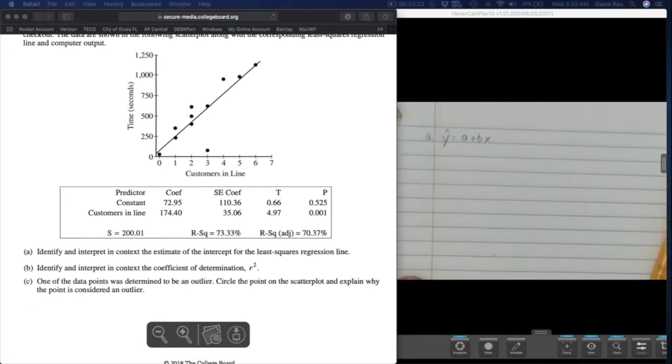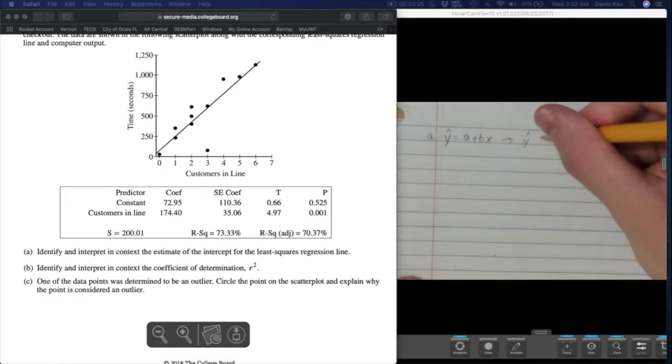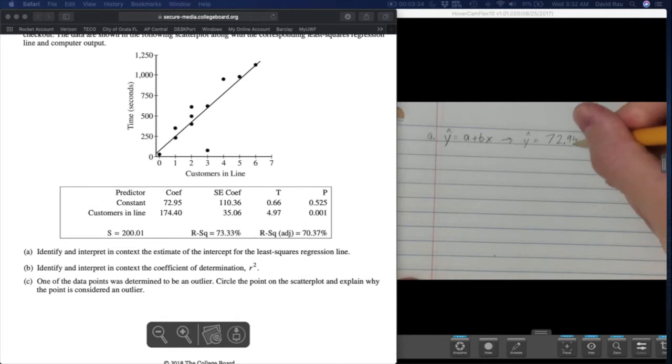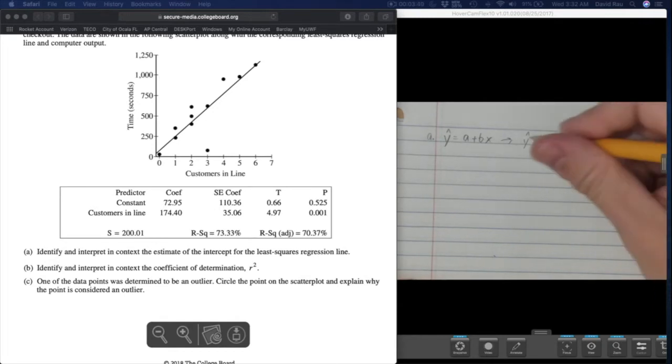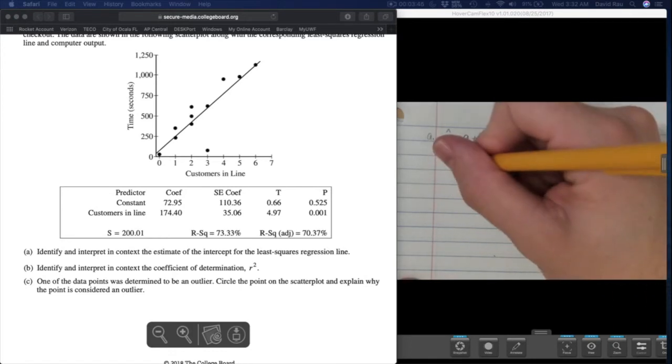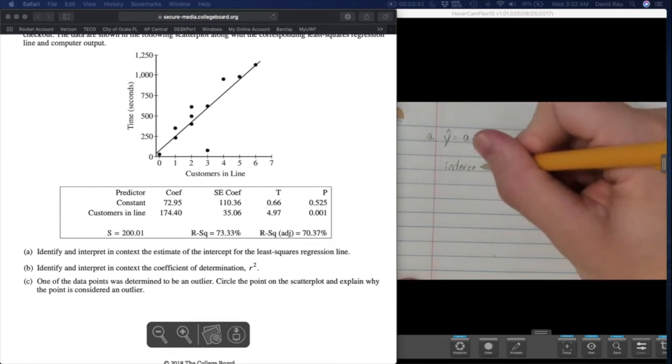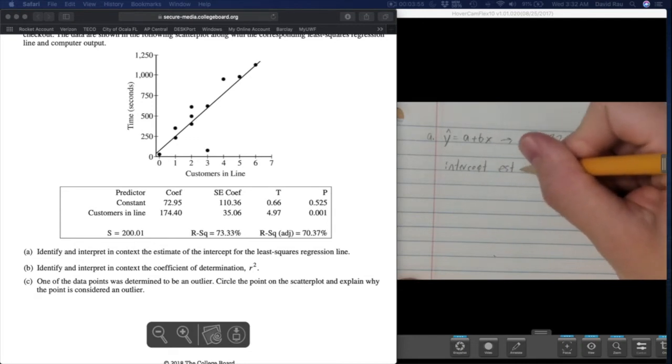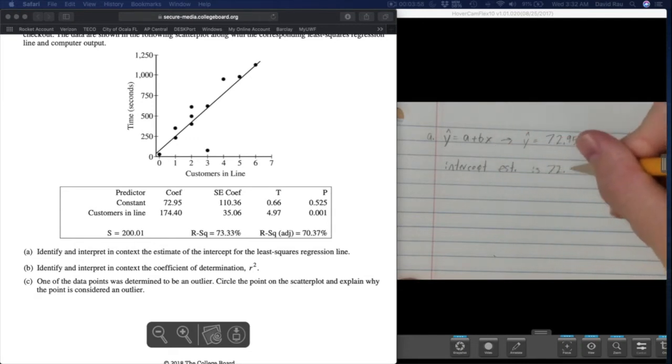With that being said, when you find the least squares regression line and you have this data output, a is going to be whatever's underneath coefficient for constant. So a, 72.95, and b, the slope, is 174.4. So that's our least squares regression line. They want the estimate of the intercept, that means y-intercept. So I'm going to say the intercept estimate is 72.95. And then they want me to interpret it for the least squares regression line.